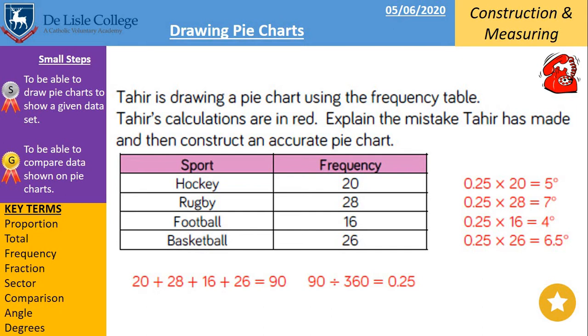It should be 360 divided by 90, which gives us 4, and that would be our multiplier. So you then multiply the frequency by 4. So for hockey, you'd in fact need 20 times 4, you need an 80 degree angle in your pie chart. So you'll need to correct that for me and then construct the accurate pie chart with those corrections made.